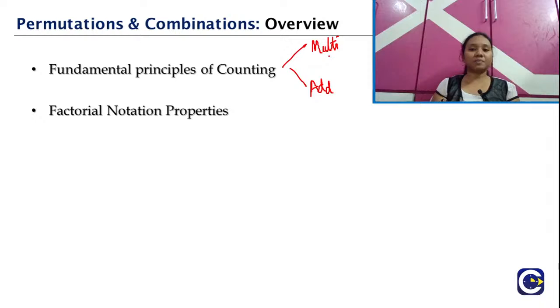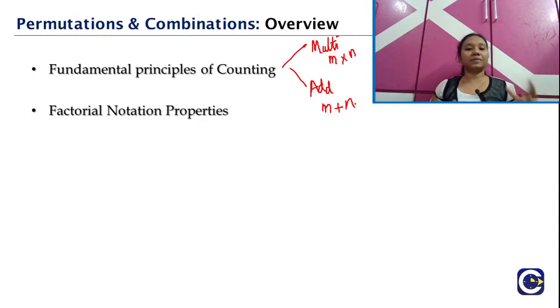In the multiplication principle, it will be m cross n. If we have two experiments, with m outcomes for one and n for another, then the total number of outcomes will be m cross n. Similarly, for addition, it will be m plus n. That is what we have seen for the fundamental principles of counting.